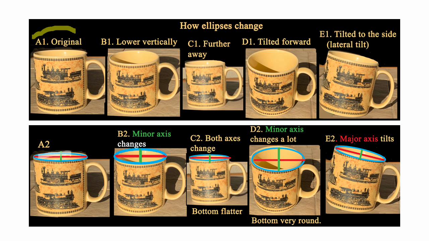So this ellipse starts out pretty narrow with a small minor axis. And when we lower it, so we're looking more into the cup, the minor axis gets larger and the ellipse gets larger, whereas the major axis doesn't change much. When the cup is further away, both axes change, and I'll go into how they change in the next slide. If you tilt the cup toward us, this minor axis changes a lot, and if you tilt it enough, this coffee cup will look like a circle. And then lastly, you can tilt the major axis, and that tilts the ellipse.